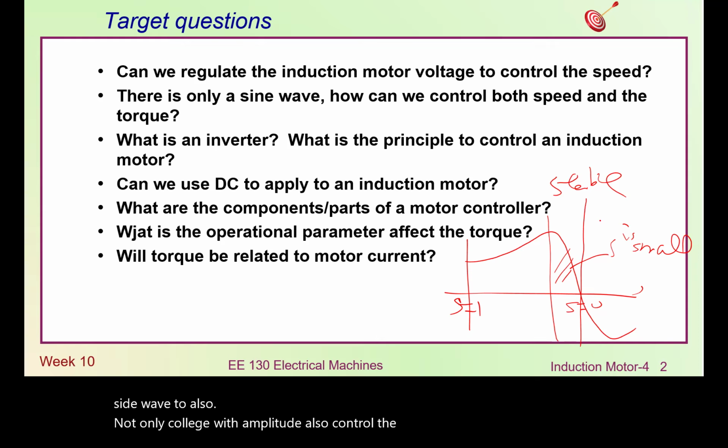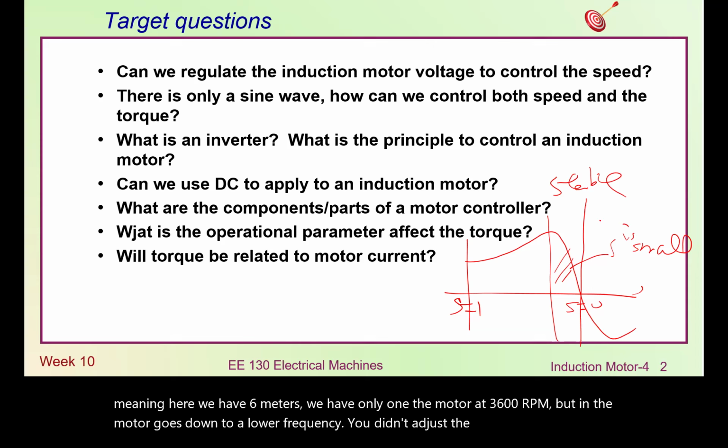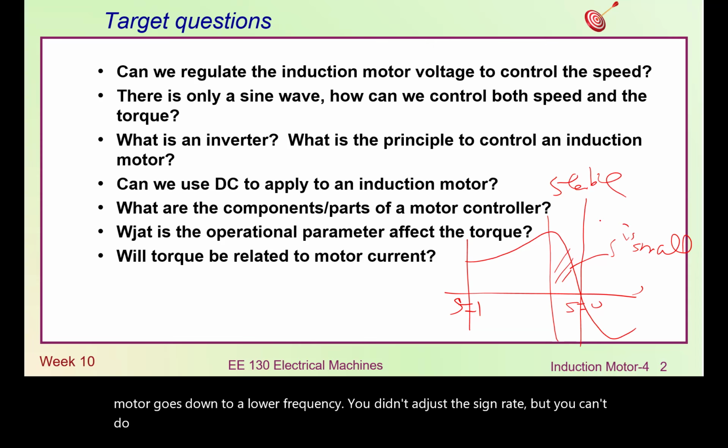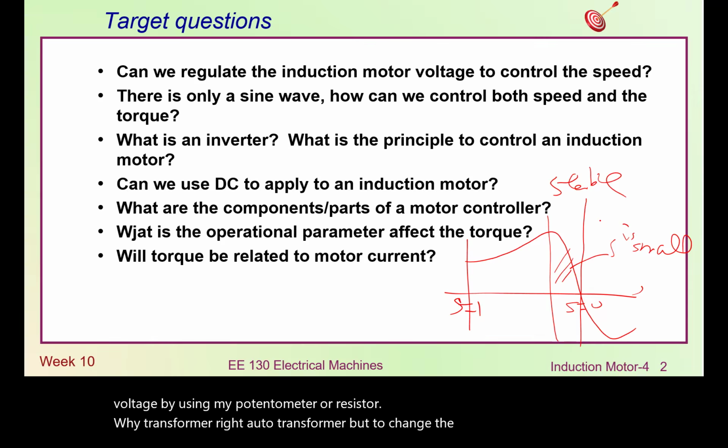So here we have 60 Hz. We can only run the motor at 3,600 RPM. But if the motor goes down to a lower frequency, you can adjust the sine wave. You can't do that. Sine wave, how do you change the frequency? You can only change the voltage by using a potentiometer or resistor or transformer, right? Auto transformer. But to change the frequency of a sine wave is not so easy.